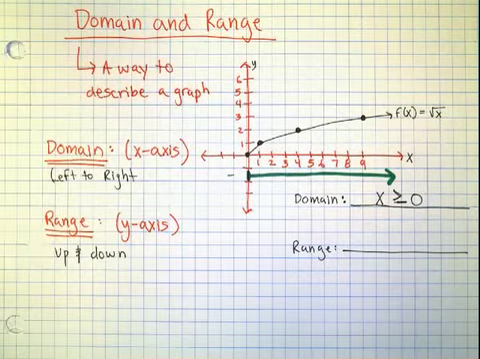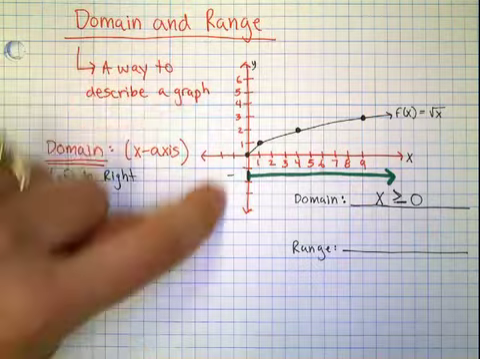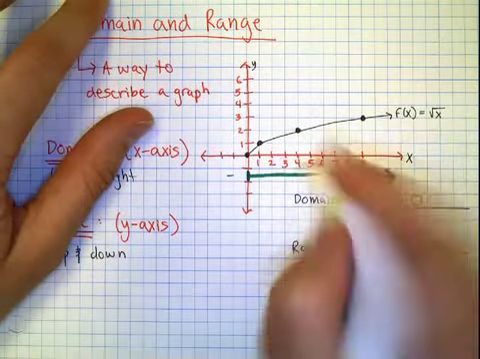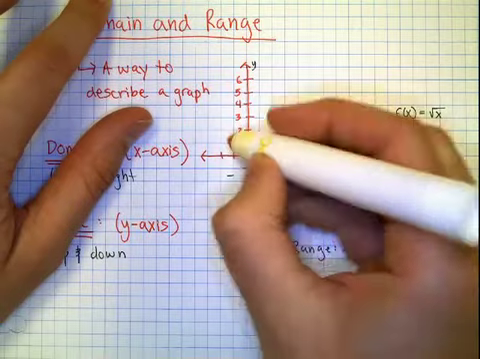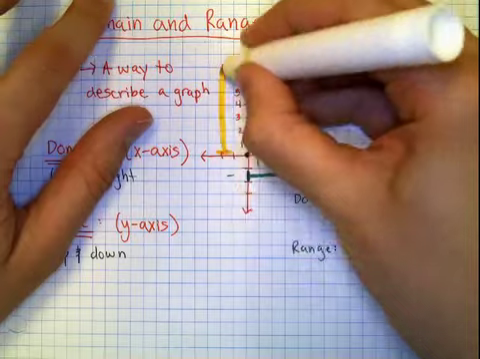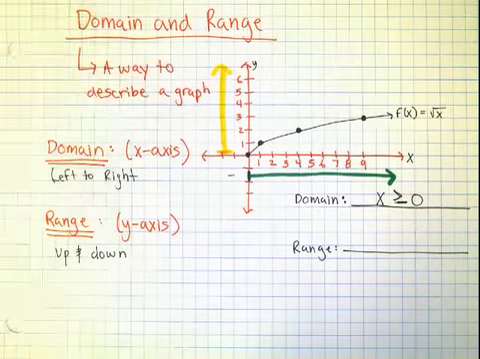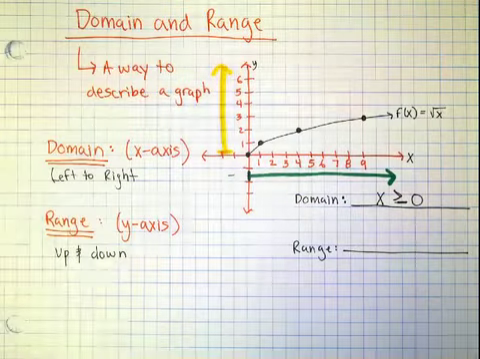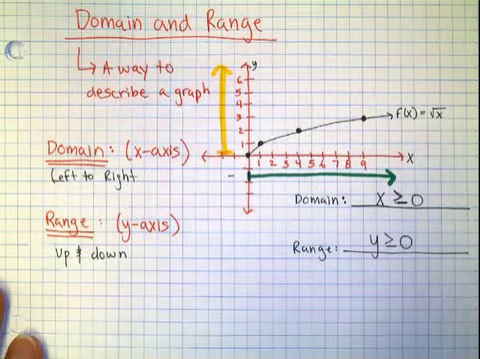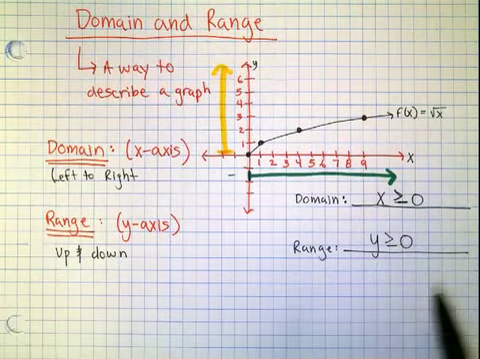The range is all the values going up and down. So we're looking at the y-axis. Do you notice that the graph has nothing down below? That the graph is only going up. So the range starts down here at the bottom and heads up on the y-axis. The range is all the positive y values. So I'm going to say that the range is y is greater than or equal to 0. And they just happen to match. The domain and range will not always match. But that describes my graph.